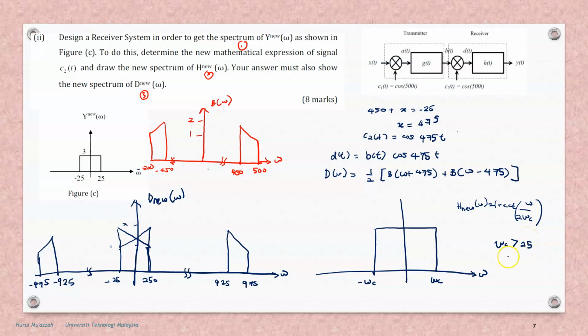Okay, so it can be any number other than 25. Sorry, this should be 25. Okay, it should be 25. So this one is h nu omega.